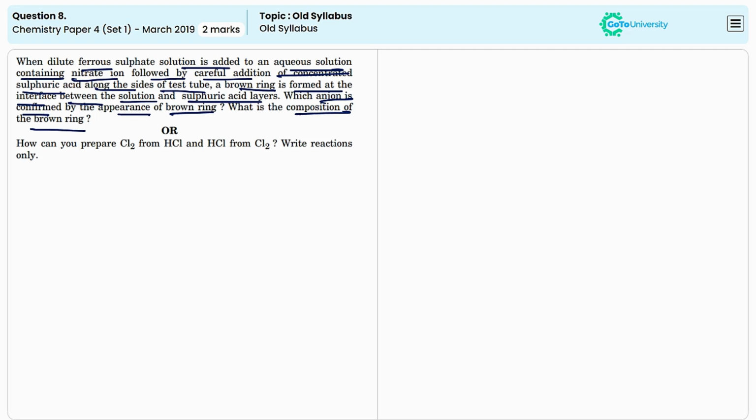The ion which is confirmed by this brown ring test is nitrate ion, that is NO3 minus ion. And the brown ring produced is a coordination compound containing iron, and the formula is [Fe(H2O)5(NO)]2+.